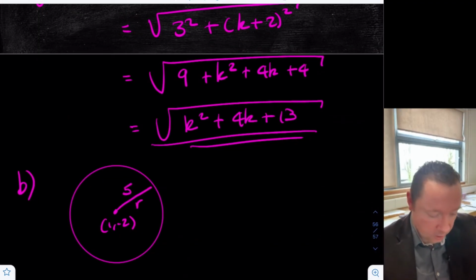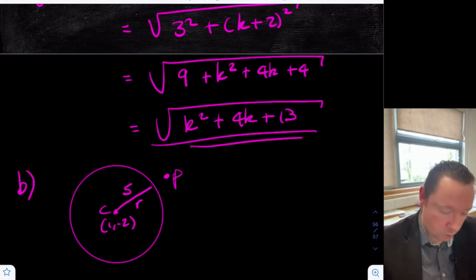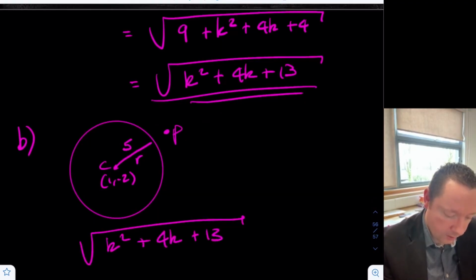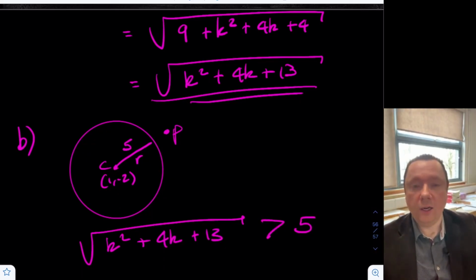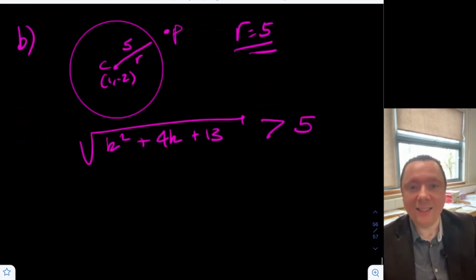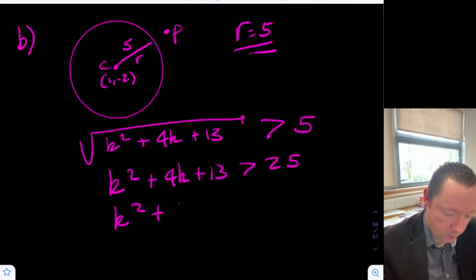So if P is outside the circle, then clearly the distance between the centre and P must be bigger than 5. It has to be over 5. So we can then just say that the square root of k squared plus 4k plus 13 is greater than 5. And we can go from there. That's because our radius, remember, is 5. So, quadratic inequality, square both sides, k squared plus 4k plus 13 is greater than 25. Taking the 25 over, we get k squared plus 4k minus 12 is greater than 0.